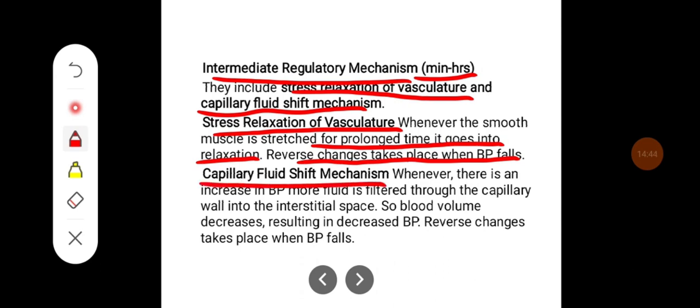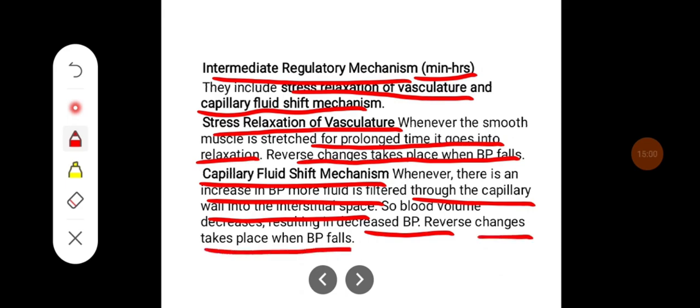Whereas capillary fluid shift mechanism occurs whenever there is an increase in blood pressure, more fluid is filtered through the capillary wall into the interstitial space. So blood volume decreases, resulting in decreased blood pressure. Reverse changes take place when blood pressure falls.